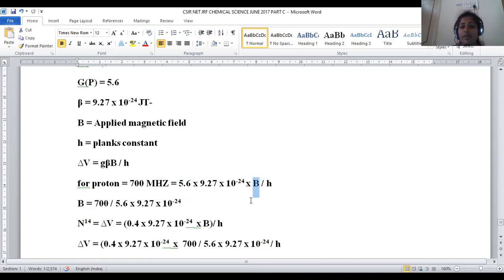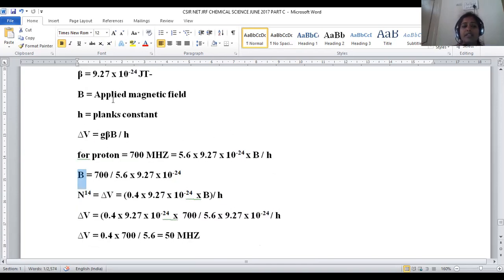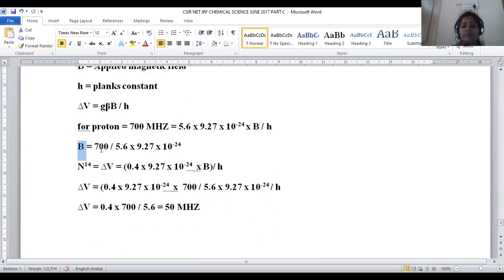So B we don't know, that is to be predicted. The applied magnetic field is to be predicted, and h is Planck's constant, which is a constant value anyway. So we need to predict the B value. B, the applied magnetic field, is equal to 700 by 5.6 into 9.27 into 10 to the power minus 24, with h taken. This is for proton. Now let us go for N14.